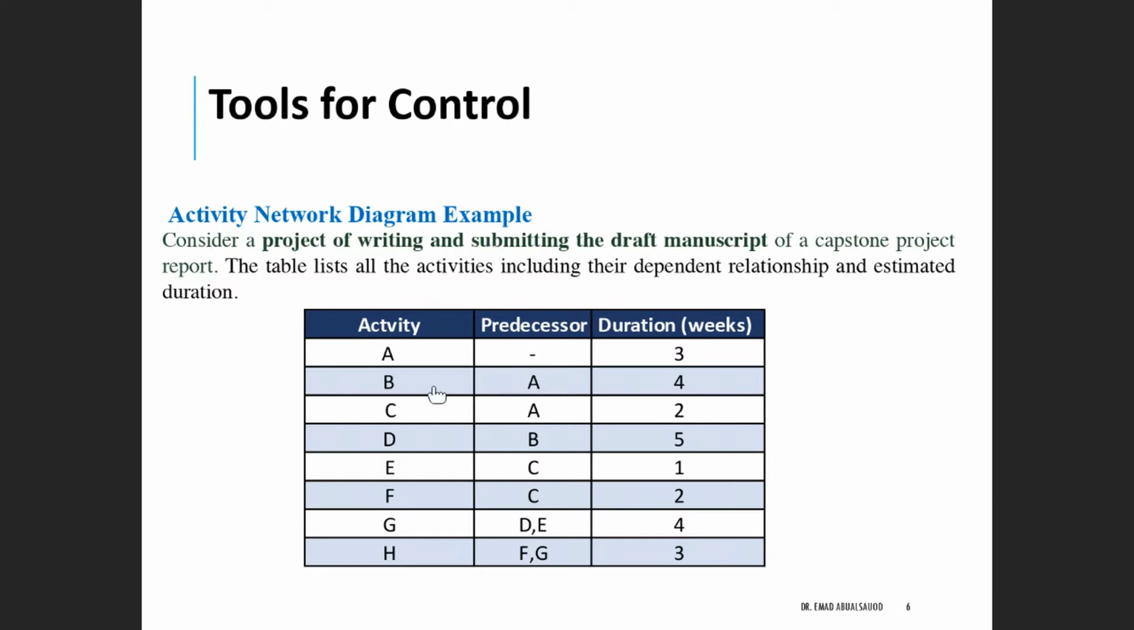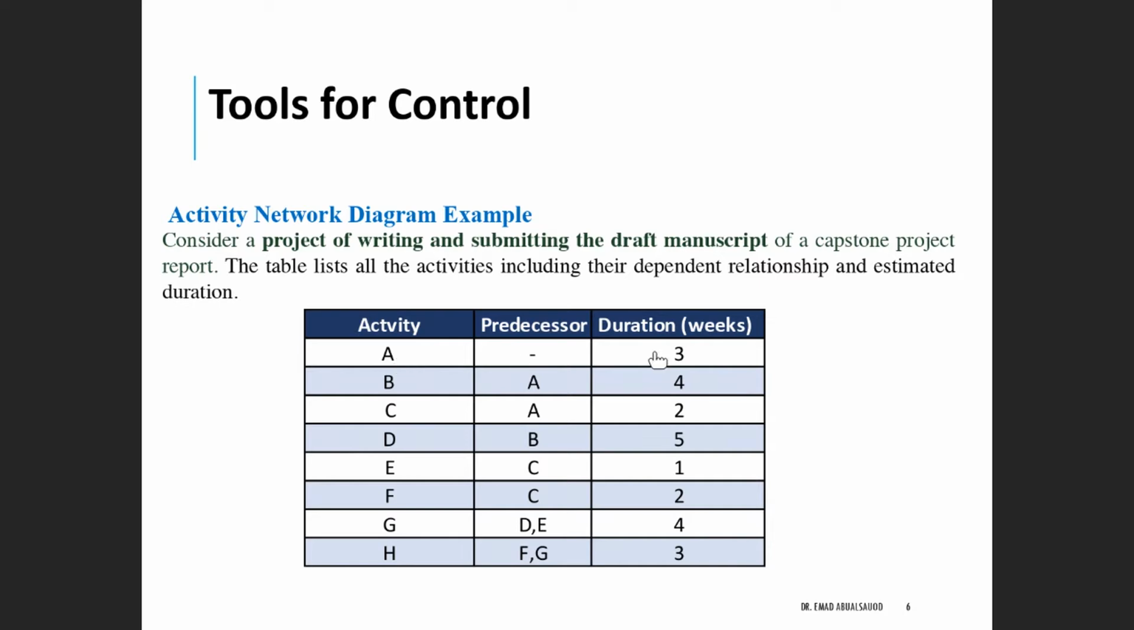For example, activity B has to be completed after activity A is completed. That's why we have activity A in the predecessor column, and activity A does not have any because it's the first step. The first step doesn't need any prior activity to be completed to start it. So that's why we have a dash here, or none. That means this activity does not require any activities prior to it.